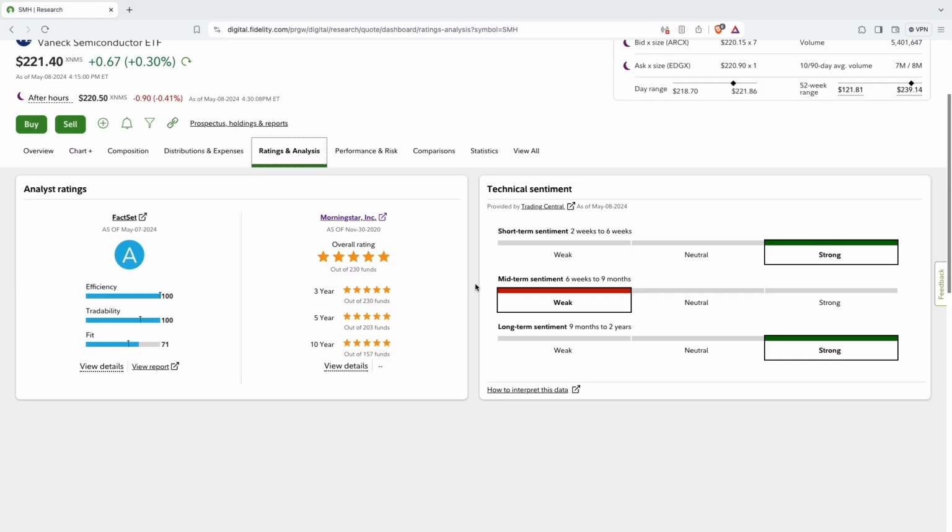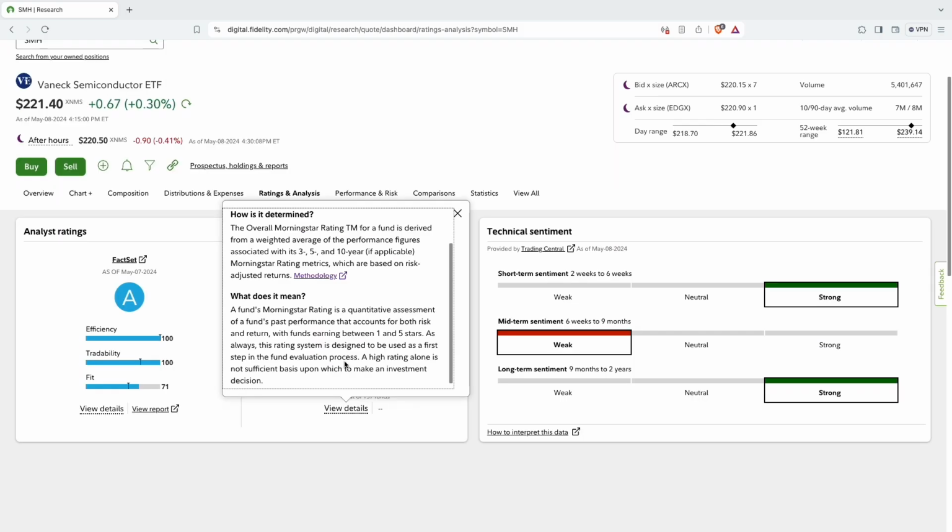Let's flip back over to the Fidelity website analyzing SMH, and let's take a look at the Morningstar ratings for this ETF. So right here, SMH is rated at 5 stars by Morningstar. The rating is a quantitative assessment of a fund's past performance that accounts for both risk and return, with funds earning between 1 and 5 stars. Now let's take a look at some of the portfolio fundamentals.